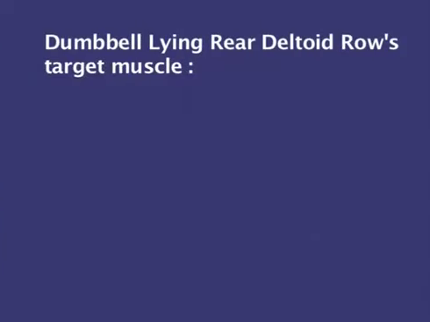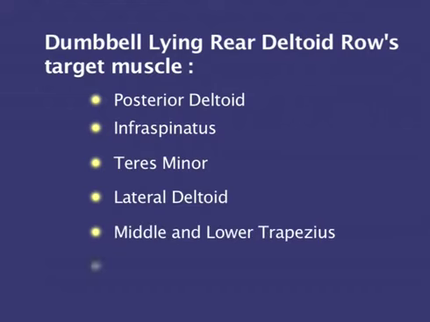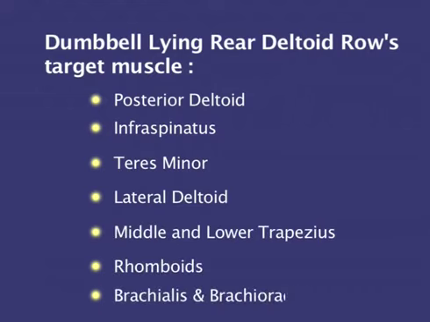The target muscle is the posterior deltoid. The infraspinatus, teres minor, lateral deltoid, middle and lower trapezius, rhomboids, brachialis and brachioradialis are the muscles which act as synergists, and these muscles also act along with the posterior deltoid.